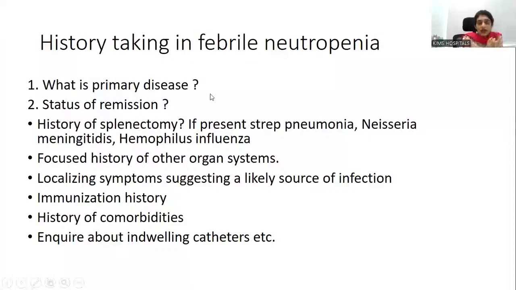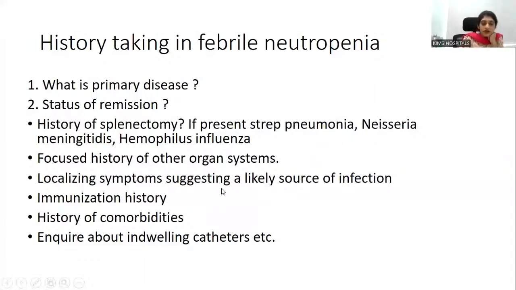And if there is a cancer, we need to know the remission status. Is the patient in remission because of the chemotherapy, or is he still in active disease? Any history of splenectomy? If there is a history of splenectomy, you need to be sure that Streptococcus pneumoniae and all the encapsulated organisms have been vaccinated against, and that prior vaccinations were done. If the splenectomy is done, then you suspect encapsulated organism infections.